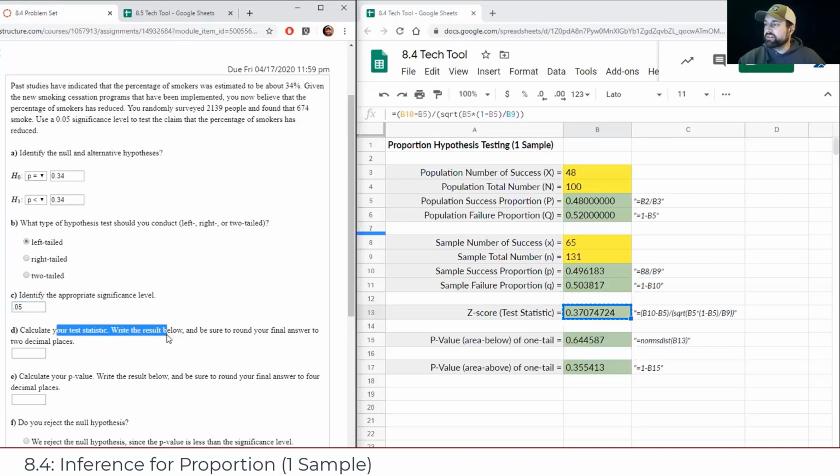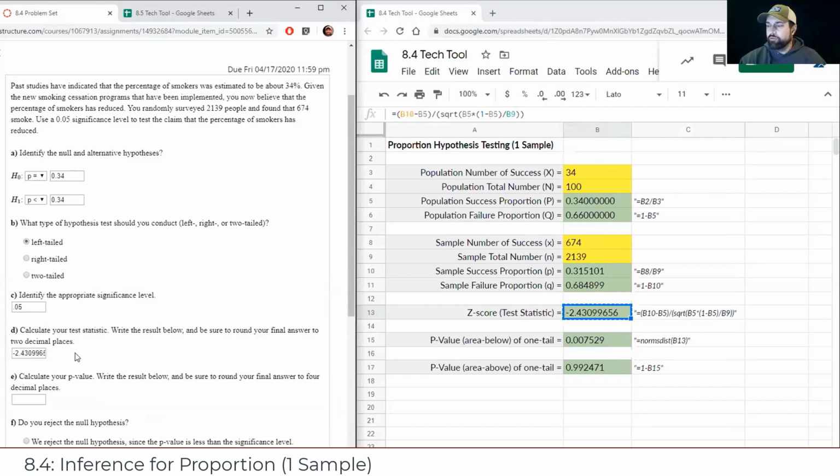Calculate your test statistic. So that's going to be our z-score. So we put in our sheet, what do we got? 34, so that's 34 over 100. And then we randomly surveyed 2,139 people. And out of those, 674 were smokers. And here is our p-value. This is our value for Q. And this is our test statistic. So I'm going to copy this and we'll paste it right here.